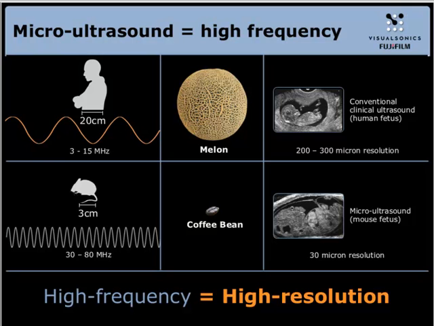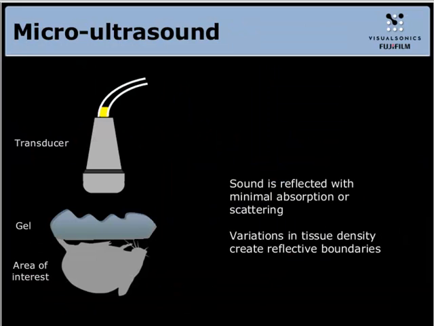So again, high frequency is really the technical term for what we've engineered at Visual Sonics. Micro-ultrasound is the more widely used term. It's a micro form of ultrasound. And what we can do is look at very small structures in small animals when looking at preclinical studies.